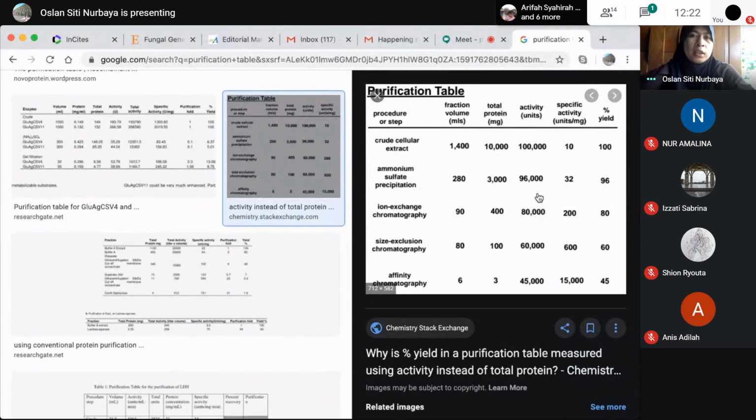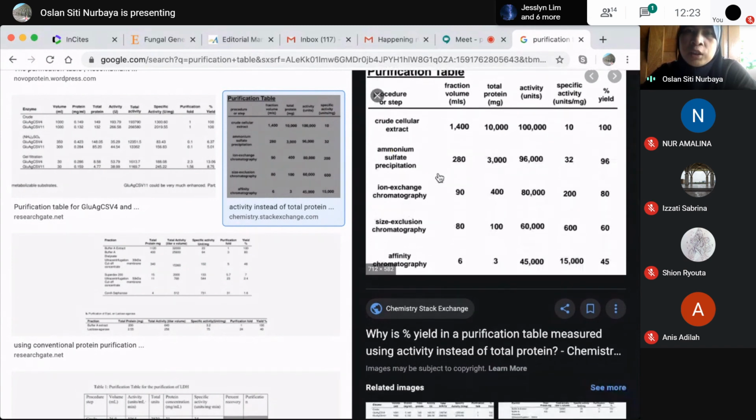Still active and still in the tube. You have not discarded all of the protein, most of the protein is still in the tube. And then specific activity is increasing because you have reduced the amount of protein. Then from this, you proceed with ammonium sulfate, ion exchange chromatography.